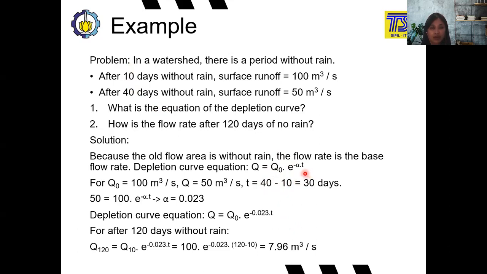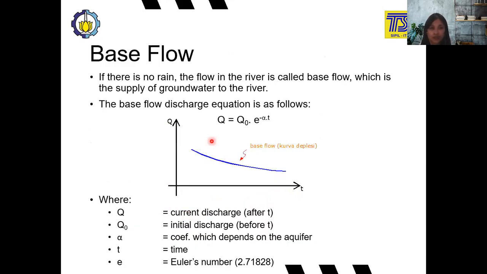And we can find alpha, the coefficient, by using this equation: 50 equals 100 times e to the power of minus alpha times t, where t is equal to 30 days. After that, we get alpha of 0.023. So we can use the depletion curve equation Q equals Q0 times e to the power of minus 0.023 times t. This curve can be used to draw the base flow or depletion curve.